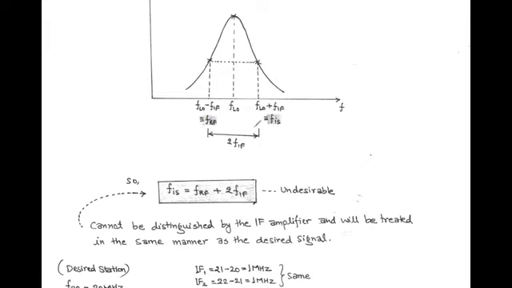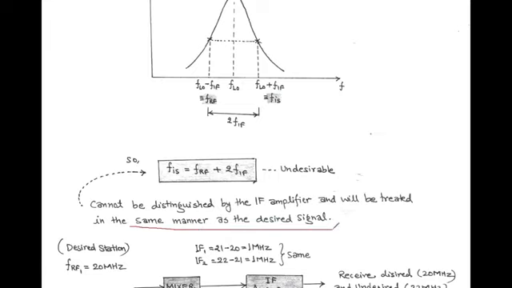And the difference between image signal and radio frequency is twice the intermediate frequency. Accordingly, the image signal, that is FIS, equals local oscillator frequency plus intermediate frequency. Also we can write the image signal frequency equals radio frequency plus twice the intermediate frequency. And this image signal is undesirable as it cannot be distinguished by the IF amplifier, and it will be treated in the same manner as the desired signal, that is radio frequency.